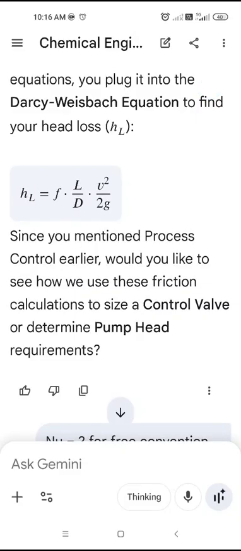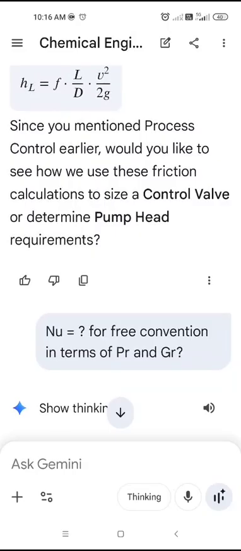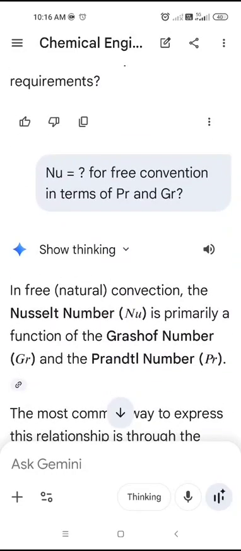Okay, maybe pump head requirements, but for now, Nusselt number is what exactly for free convection in terms of Prandtl number and Grashof number.